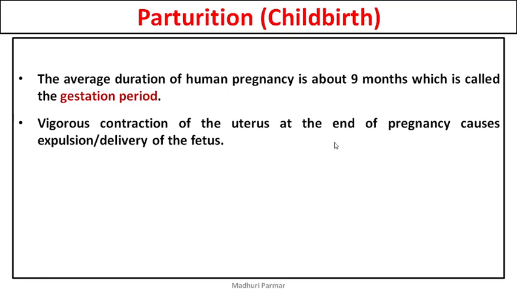At the end of 9 months, there is vigorous contraction of the uterus. So the womb or the uterus starts to contract, and these contractions are very strong. Strong contractions of the uterus at the end of pregnancy cause expulsion or delivery of the fetus. When the uterus contracts, the baby has nowhere else to go but out. So that is how it is expelled, or the delivery, what we call in normal terms.